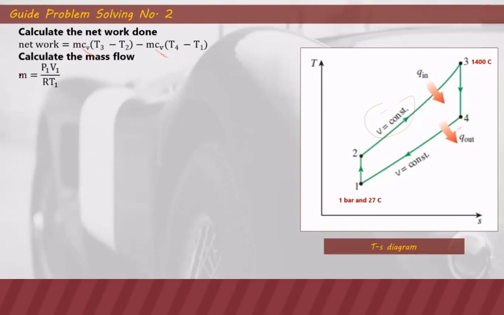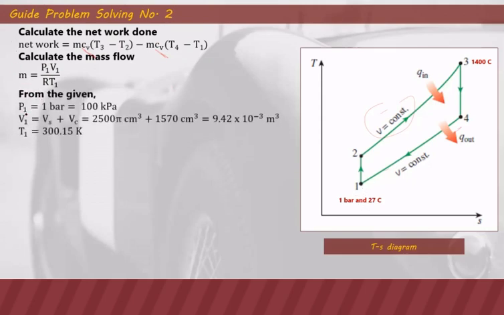For the mass, we can use the ideal gas equation, which is P1 V1 over R T1. We are going to use P1 V1 over R T1 since the pressure and temperature there are already known to us. So from the given, our P1 is 1 bar, that is also equivalent to 100 kPa. Our V1, the volume at point 1, is equal to Vs plus Vc. That is the swept volume plus the clearance volume.